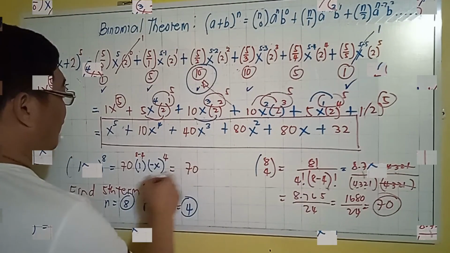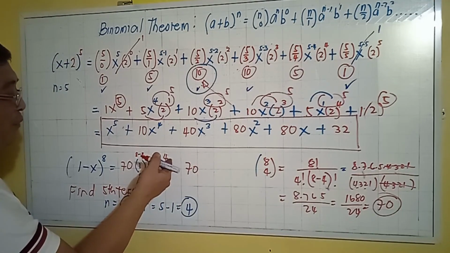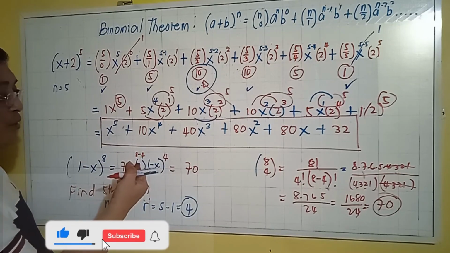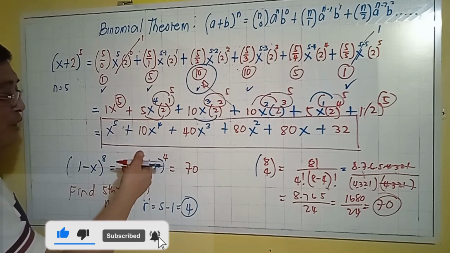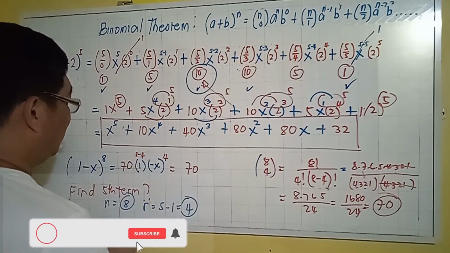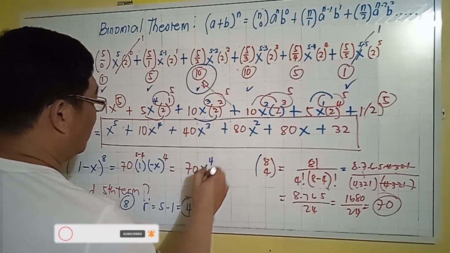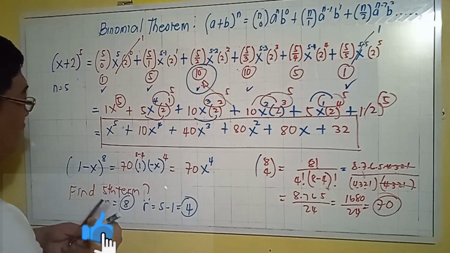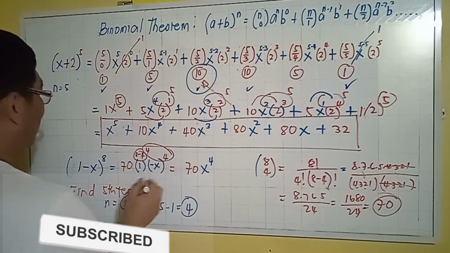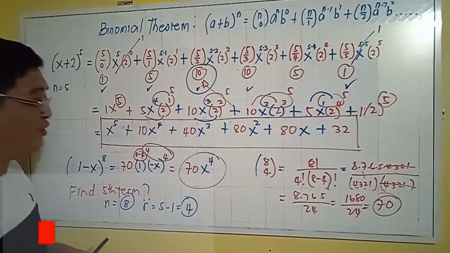So we have negative, pagka even, we become positive, kasi negative times negative is positive and so on and so forth. Hanggang sa maging positive ito, we have x raised to 4. Kung i-check naman natin ito, this one will become equal to 4. Pag tinotal natin yan is equal to 8. And that is it. So the final answer is 70x raised to 4.